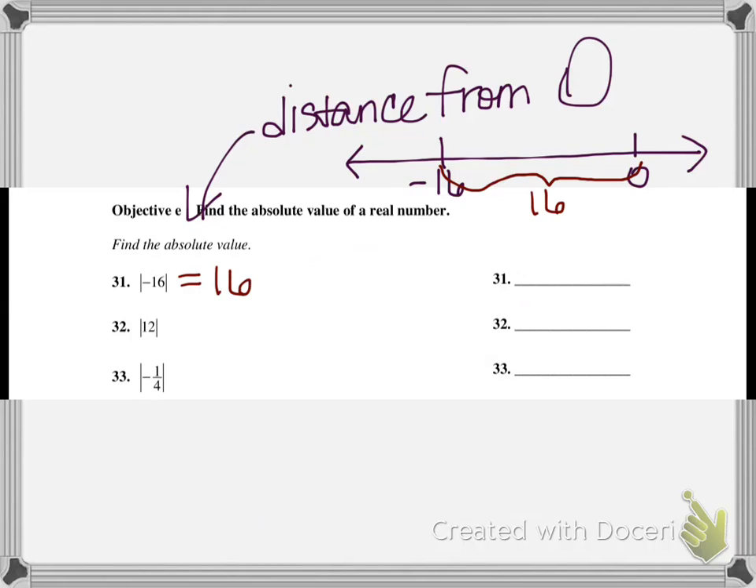So what this means is whenever you're dealing with absolute value, it's always going to be positive because it's a distance. So the absolute value of 12 is 12. The absolute value of negative 1/4 is 1/4.